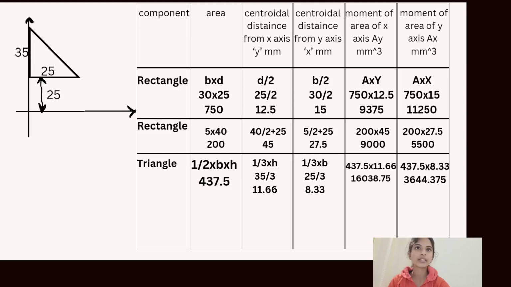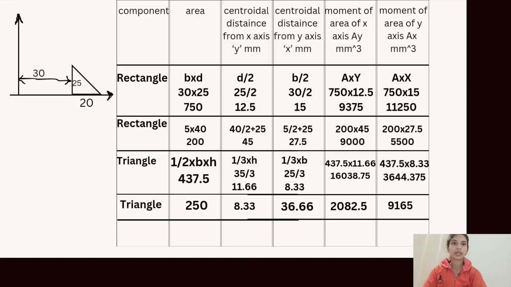And for calculating the centroidal distance from x-axis, I will just put the formula 1 by 3 into height, which is 25 divided by 3. I get 8.33. And for the moment of area about x-axis, I'll multiply area and centroidal distance from x-axis. So I get 437.5 into 11.66. I just said it wrong, right?